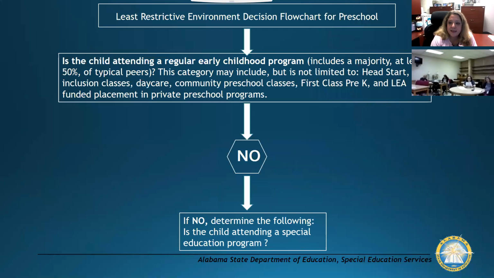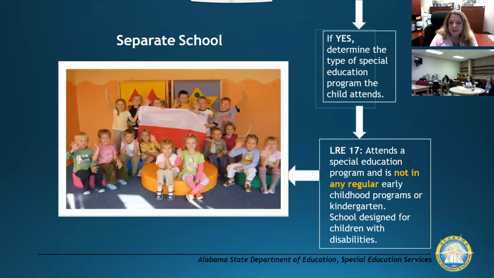So, is Noah attending a regular early childhood program that includes a majority of typical peers? The answer to that one is no, because Noah is attending a specialized treatment center designed to work on those behaviors. So we follow the arrow to the no sign and talk about what kind of program he's attending. So for a child like Noah, who attends a school designed only for children with disabilities and not a regular early childhood program, his LRE would be 17. It's a whole separate school.